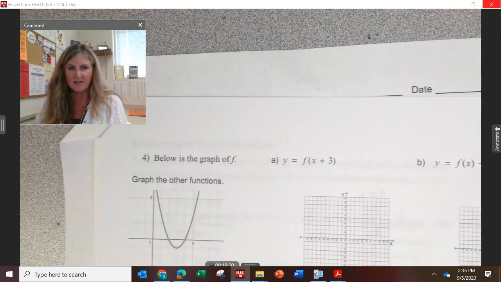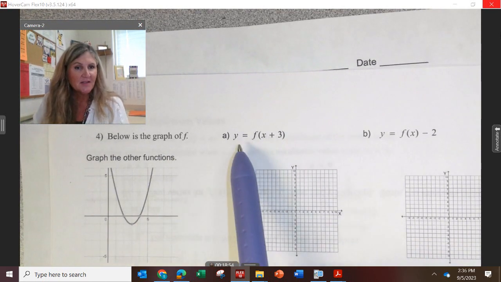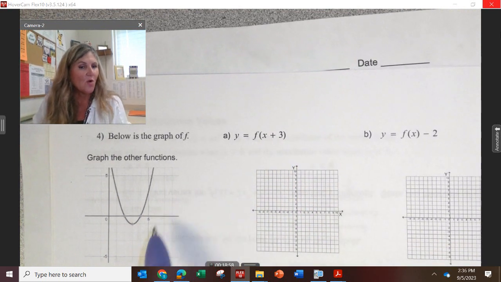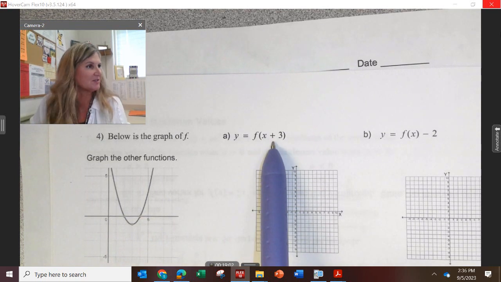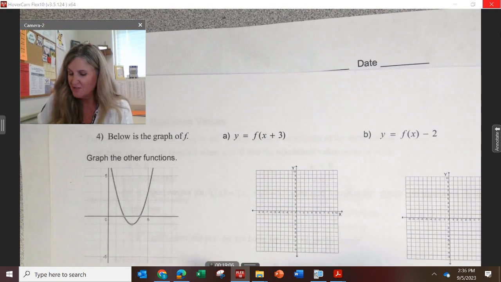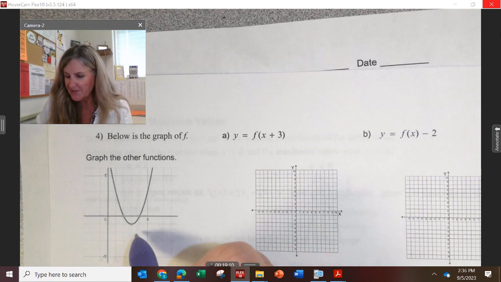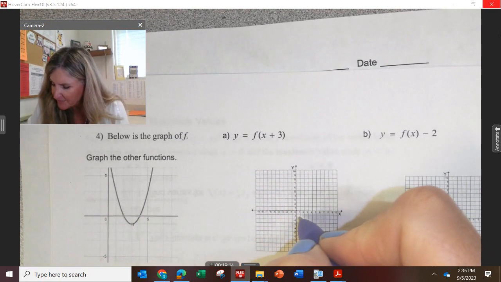All right, let's take a look at this one. Here's a function that we're given. This is saying the new function is f of x plus 3. What should that do to this function if we replace the x with x plus 3? Shift us where? Left 3. So I could just take each of those points to the left 3. All I really have to do is find this one. This one is 1, 2, 3. So I'm going to shift that point to the left 3.